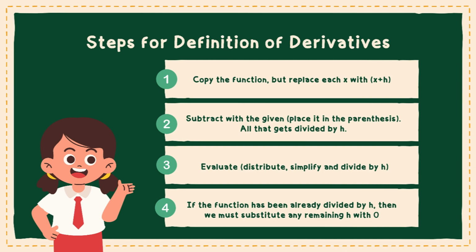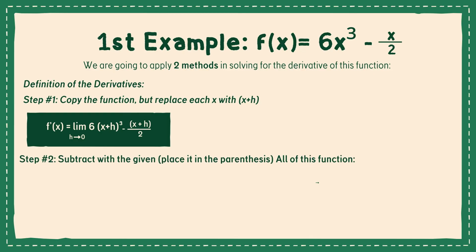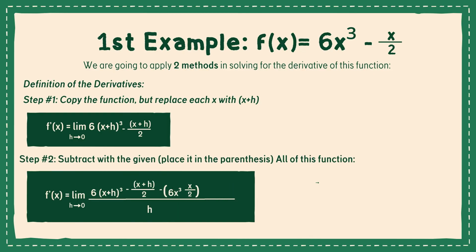Let's start with step 1. Copy the function but replace each x with x plus h. Now it will look like this. Step 2. Subtract it with the given. Make sure to place the given inside the parentheses to avoid any confusion. All that gets divided by h. We can't directly divide it by h already because we must evaluate it first.